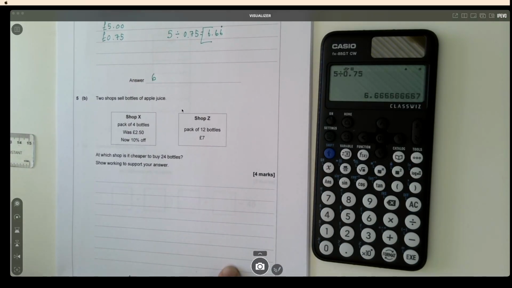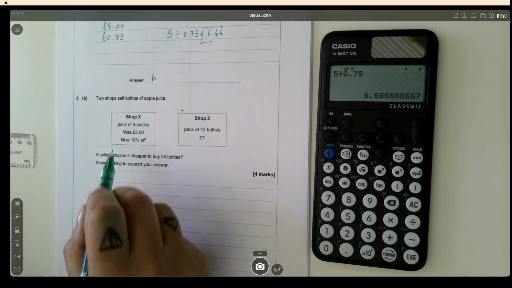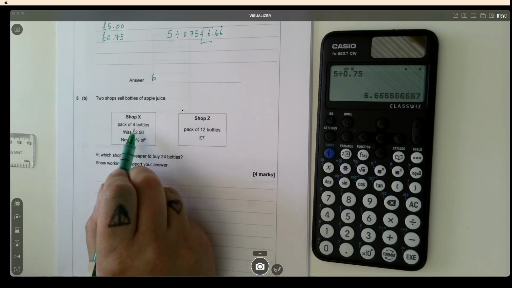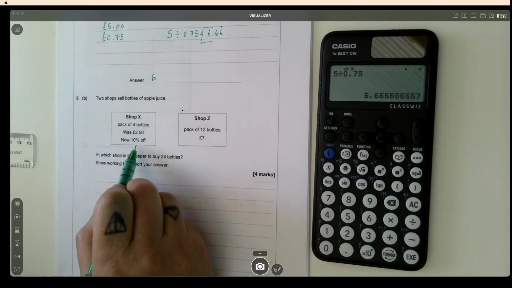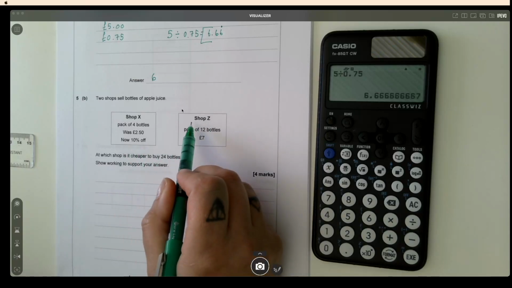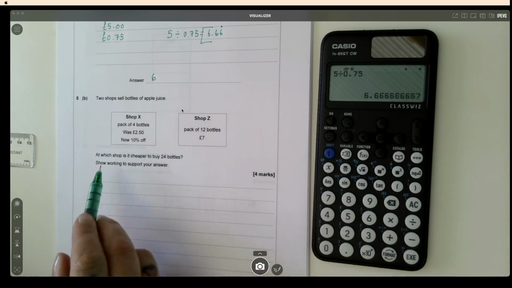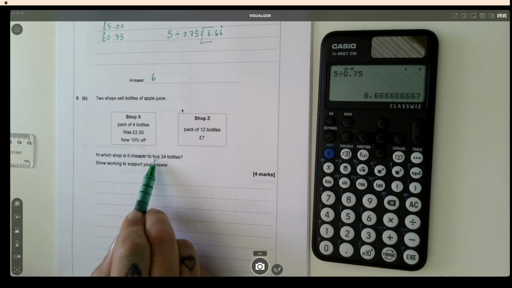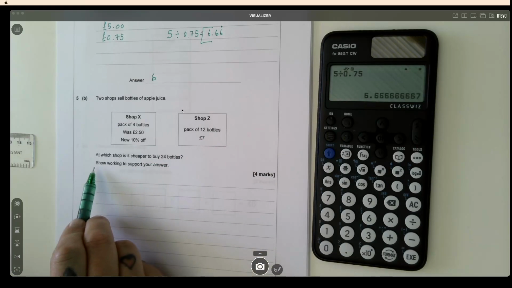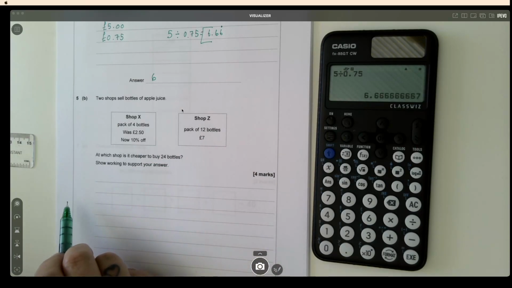5b. 2 shops sell bottles of apple juice. Shop X has a pack of 4 bottles. It was £2.50, but there's now 10% off. Shop Z has a pack of 12 bottles for £7. At which shop is it cheaper to buy 24 bottles? Show working to support your answer.